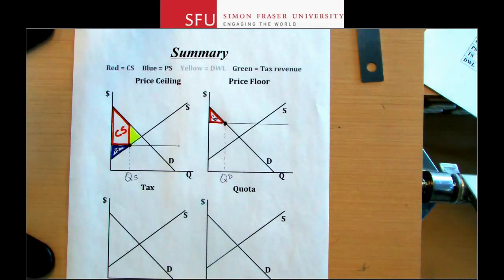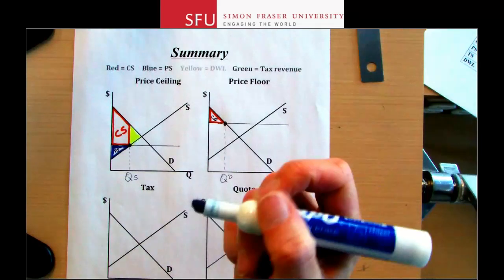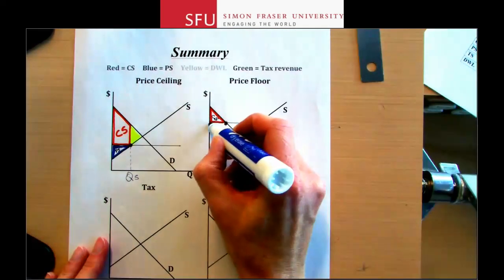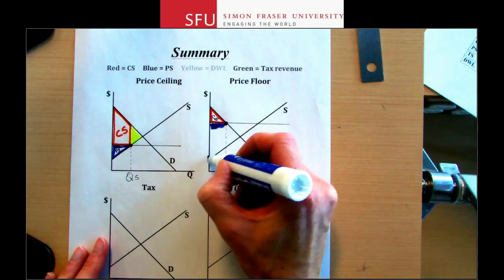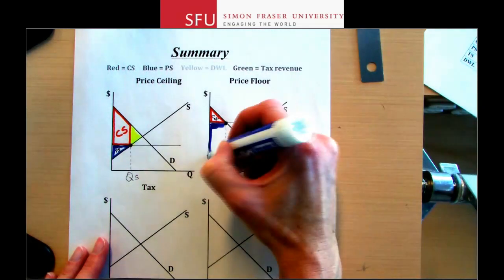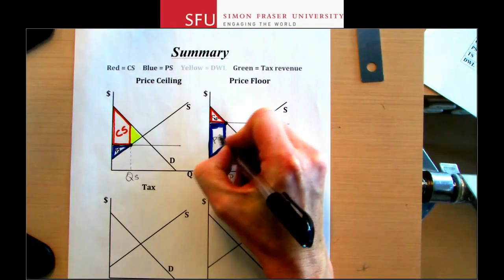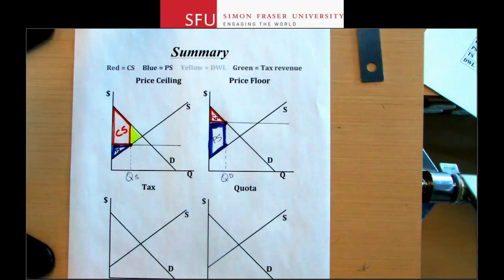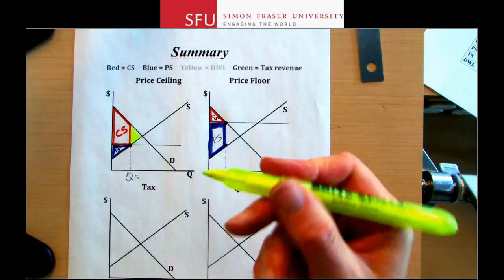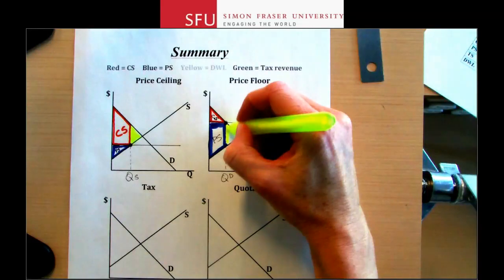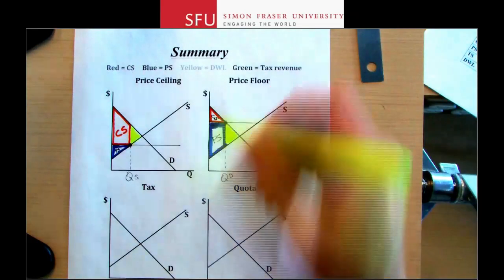The sellers, though, they will get paid now this high price up here. Here's their marginal cost of production, so this will be the producer surplus. And deadweight loss.